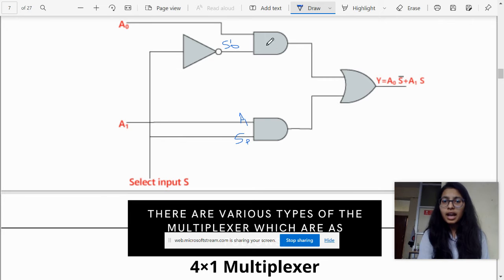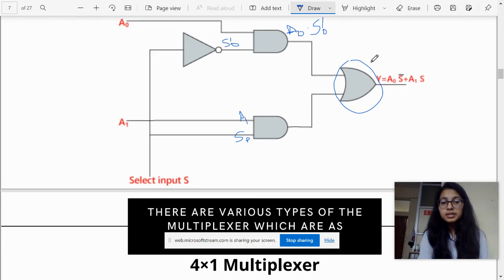And since these are the AND gates, we very well know the outputs for AND gates are always in multiplication, that is A naught into S naught bar, and here it will be A1 into S naught. And the final expression, this is our OR gate, and for an OR gate we add the two terms.